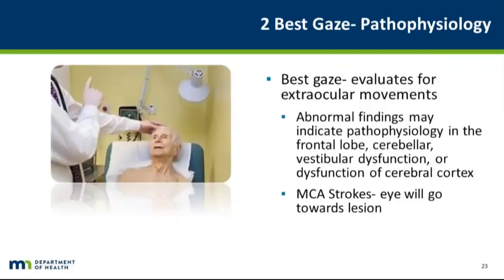The next element, number 2, is best gaze. Best gaze evaluates for extraocular movements. Abnormal findings may indicate pathophysiology in the frontal lobe, cerebellar, vestibular dysfunction, or dysfunction of the cerebral cortex. For some MCA strokes, the eye will actually go towards the lesion.